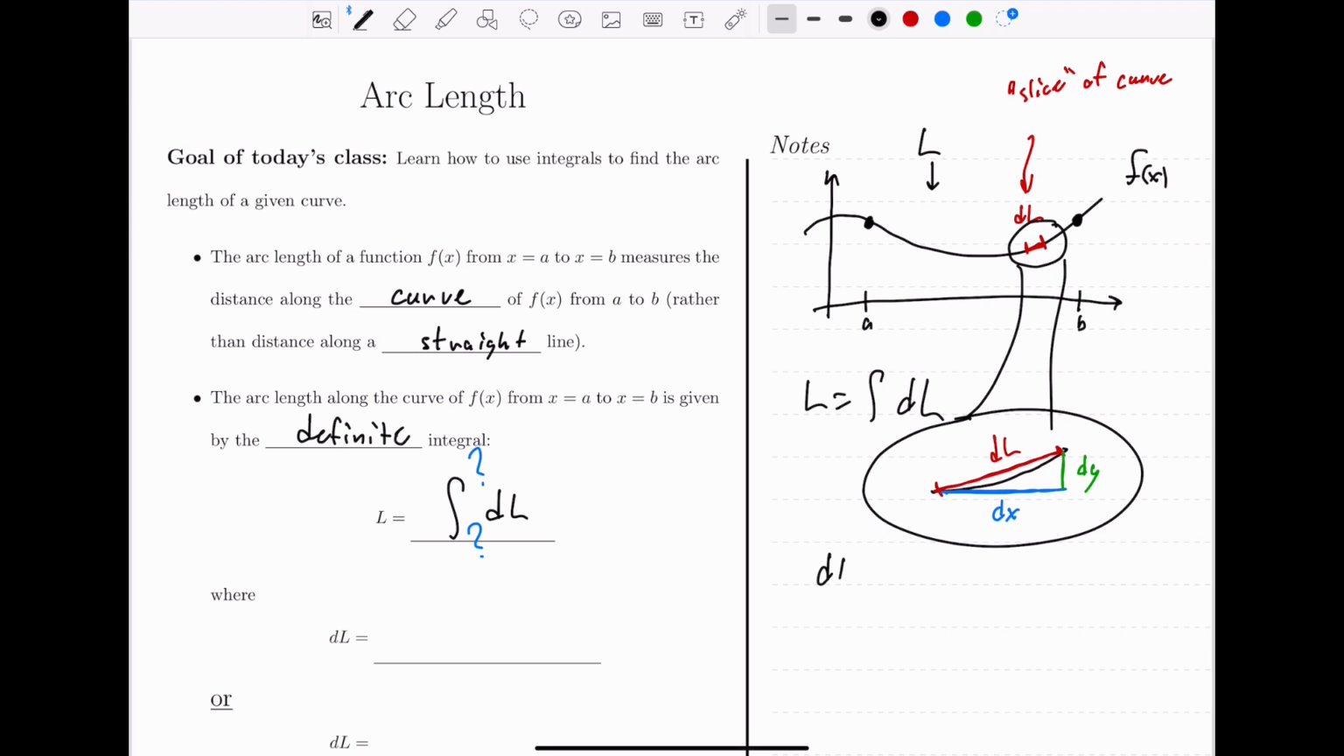So dl squared is dx squared plus dy squared, or we could write dl equals the square root of dx squared plus dy squared. We're using the Pythagorean theorem here. Now, let me just mention that this is a little bit hand-wavy.